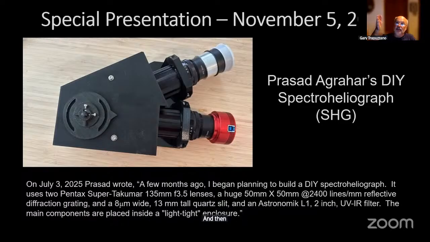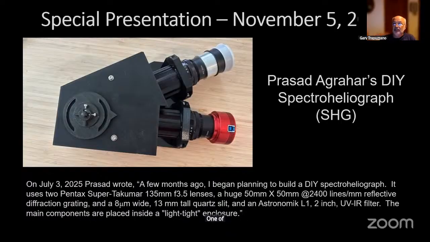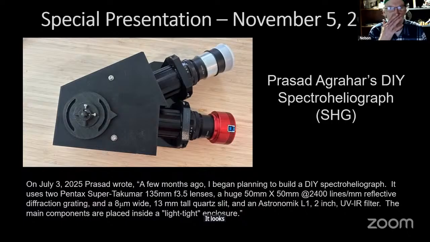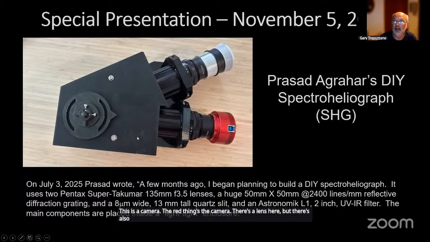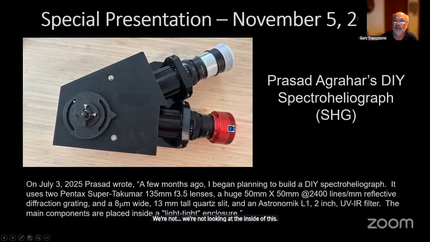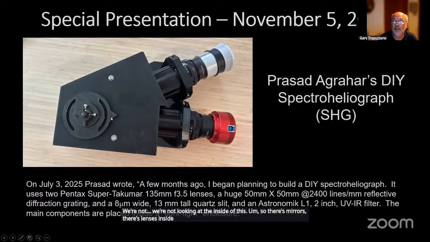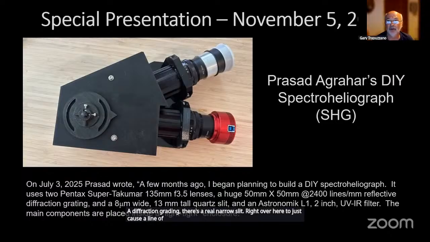And then you can sort of point the camera. I think there's a little mirror inside that can pick off one of those frequency lines. It looks like there's two lenses. There's f-stop rings on both of them. The red thing's the camera. There's a lens here, but there's also lenses inside. So there's mirrors, there's lenses inside. There's a diffraction grating. There's a real narrow slit right over here to just cause a line of light. He'll go into that.